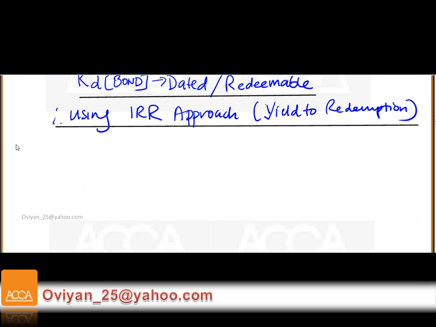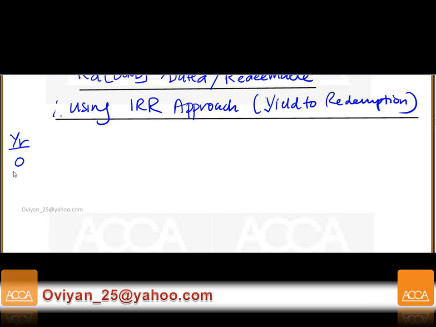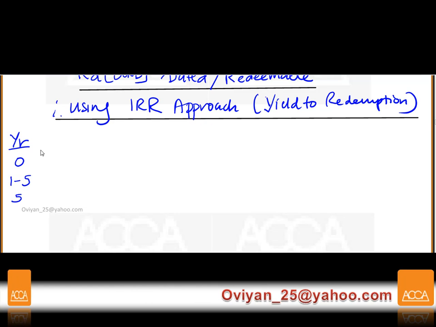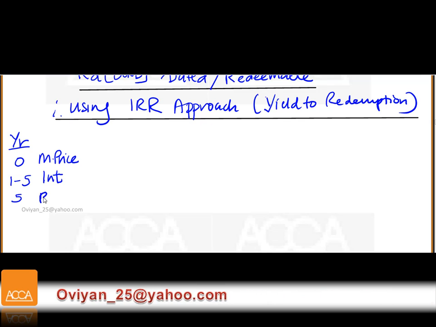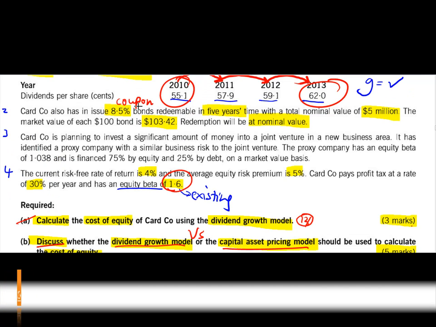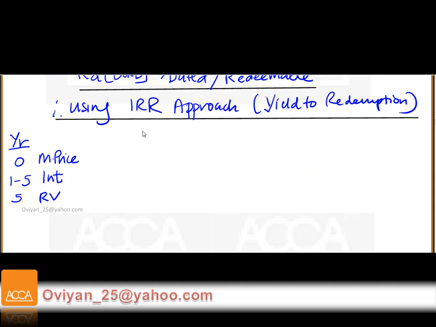What is important if I want to use the IRR approach? So this is going to be year time 0, then year time 1 to 5, no tax delays. So it's going to be year 5. Now this is going to be my market price of the bond. This is going to be simply my interest rate, and this is going to be my redemption value of the bond. This is going to be my cash flows.